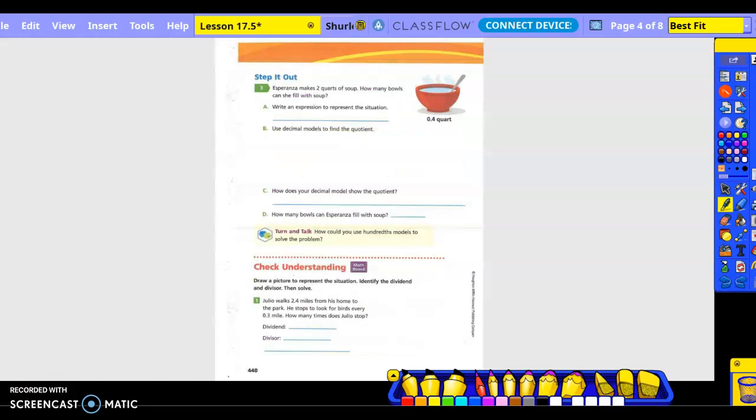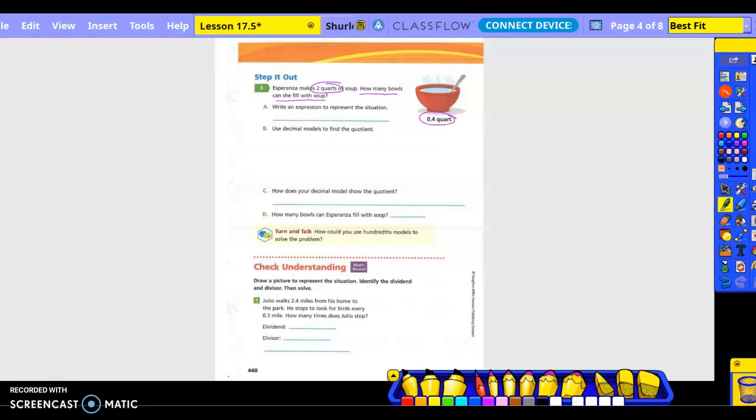Step it up. Number 3. Esperanza makes 2 quarts of soup. How many bowls can she fill with soup? So we have the 2 quarts, 4/10 of a quart, and then how many bowls she can fill. So what is our total? 2 quarts. It's 2 quarts.